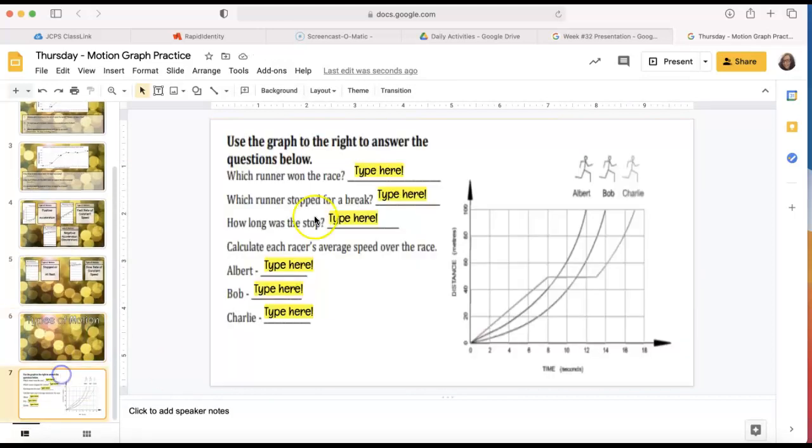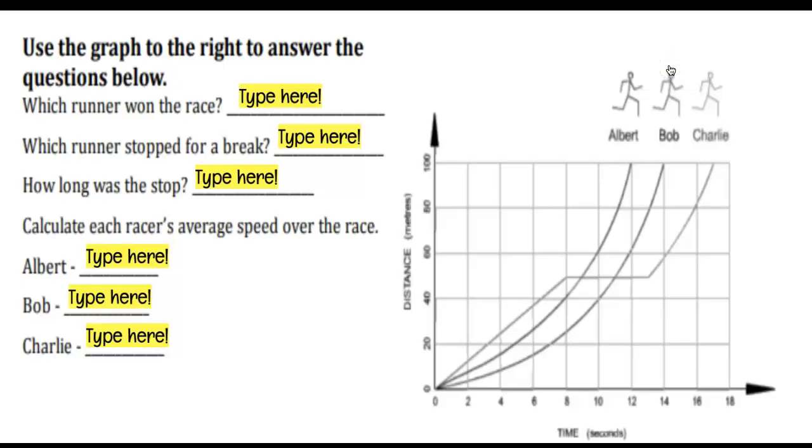Now the last slide we have looks like this, and it's a race. You've got distance on the y-axis, time on the x, and it's meters and seconds. You have Albert running, Bob running, and Charlie running. So they all ran a race, right? They all started right here, and this is where they all ended.